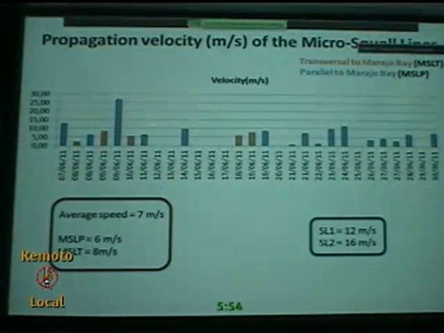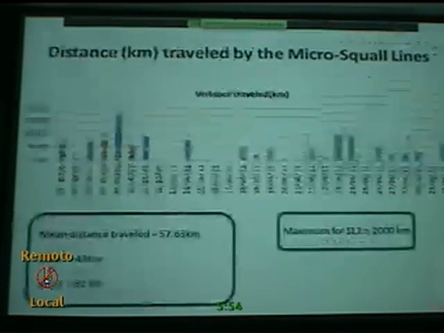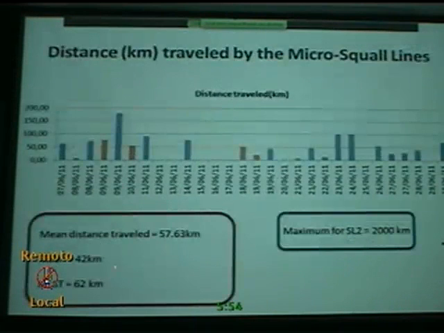This is the propagation velocity for this system. The velocity was 7 meters per second, compared to the traditional, which was 12 to 16. And the distance traveled by this system: the parallel on average traveled around 4 kilometers and the transversal 6 kilometers, compared to the big squall line traveling 2,000 kilometers to reach Manaus another day.